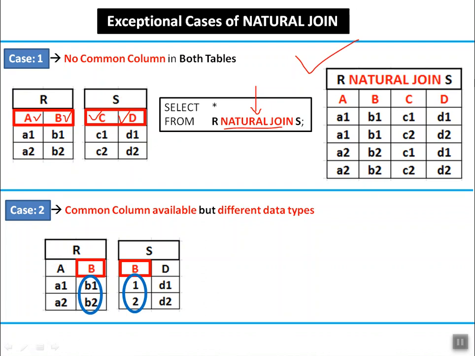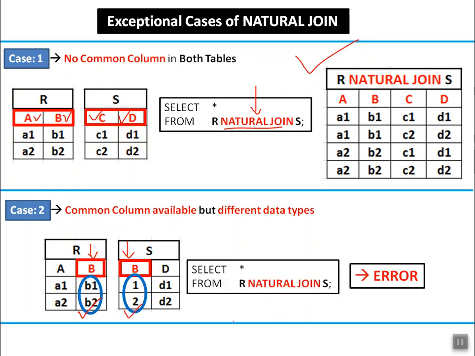The second case, look at this. There is one column in common, but data types are different. It is character data type, it is integer data type. If you write the correct condition, you will get an error message. You are trying to compare different data types. So these two are the exceptional cases you have to understand.